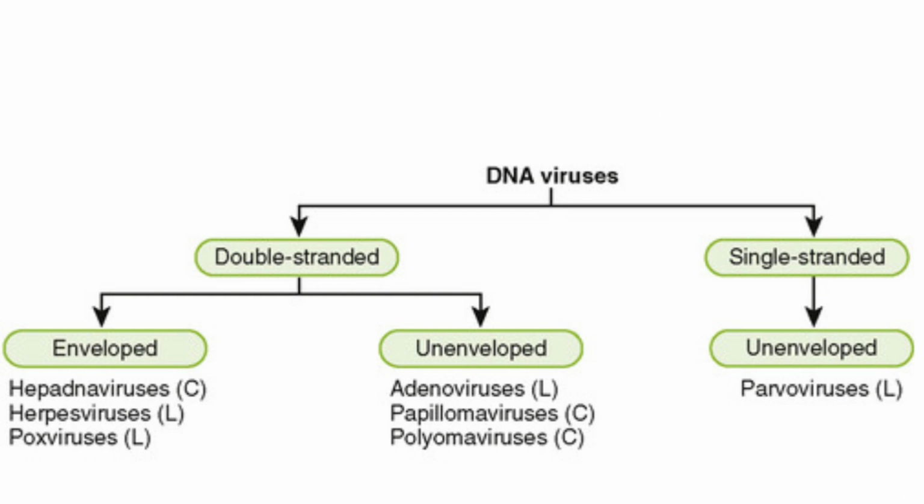This is the summary, a flow chart of DNA viruses. They are either double-stranded or single-stranded. Single-stranded, only one, that was parvovirus, and it is also a non-enveloped virus. Double-stranded we classify as enveloped or non-enveloped. In enveloped we have hepadna, herpes, and pox virus. In non-enveloped we have adenovirus, papillomavirus, and polyomavirus.